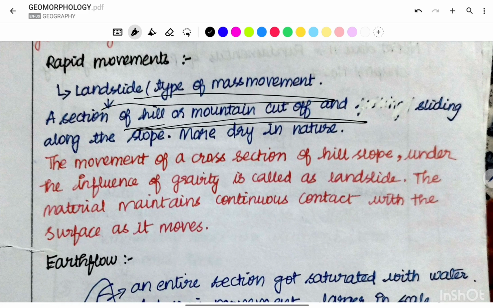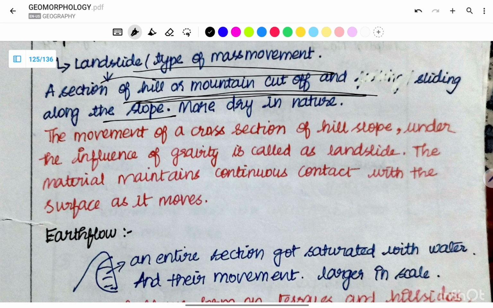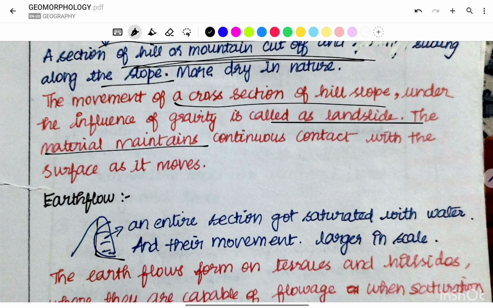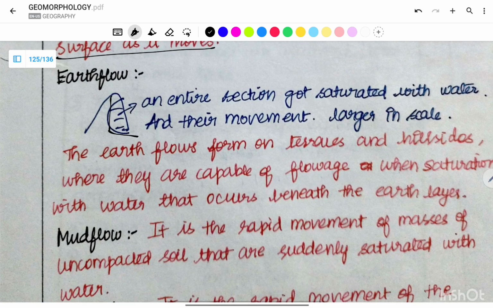In a landslide, a section of the hill is cut off and slides along the slope. We say it is more dry in nature. It is the movement of a cross section of the hill under the influence of gravity. The material maintains continuous contact with the surface as it moves. In an earth flow, an entire section gets saturated with water.